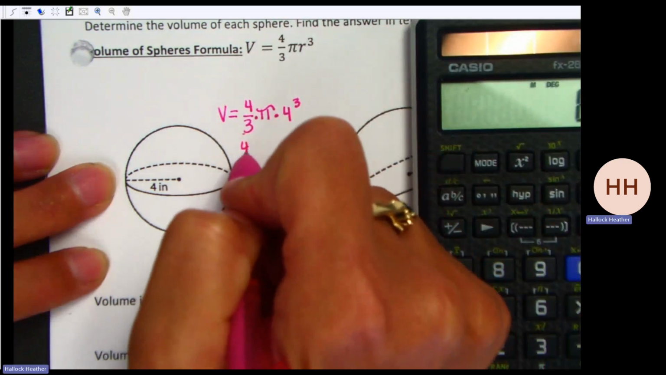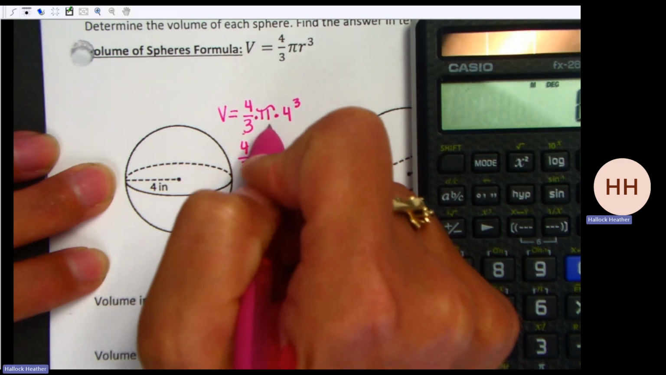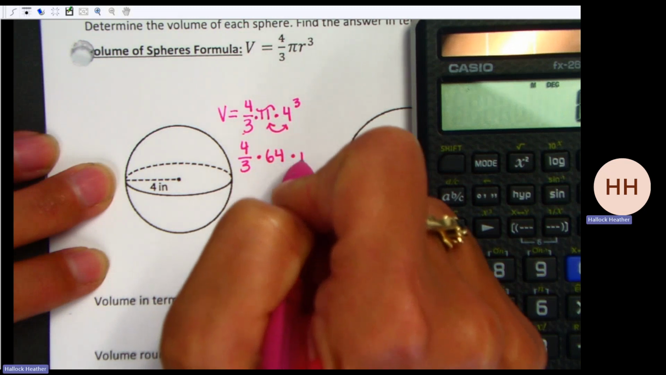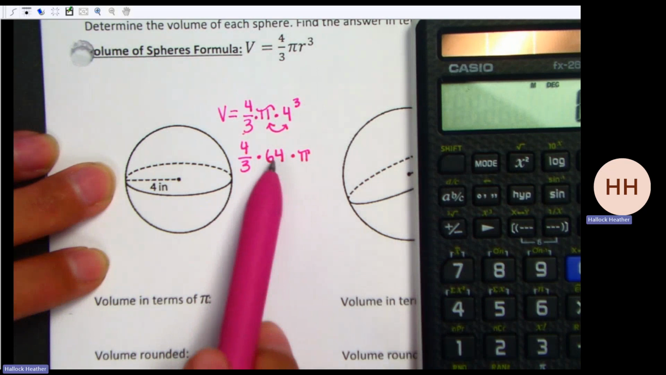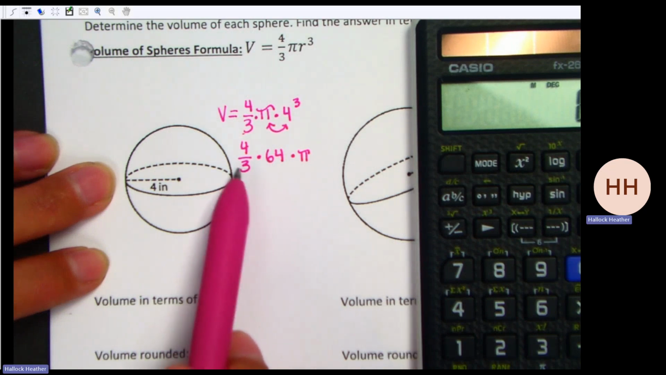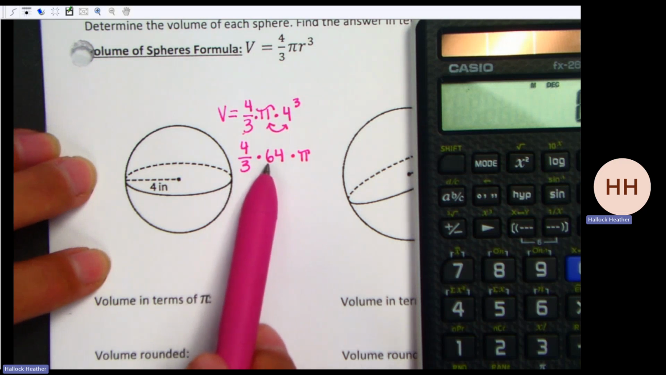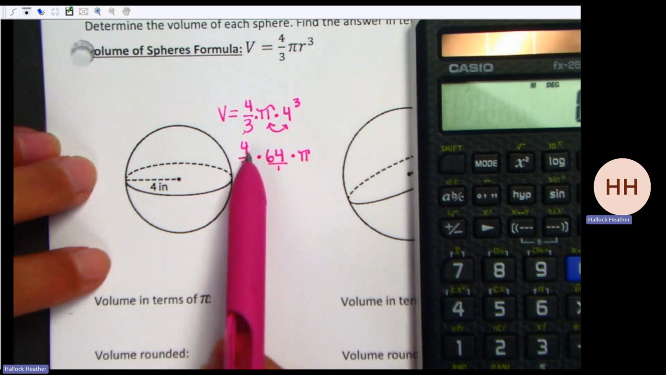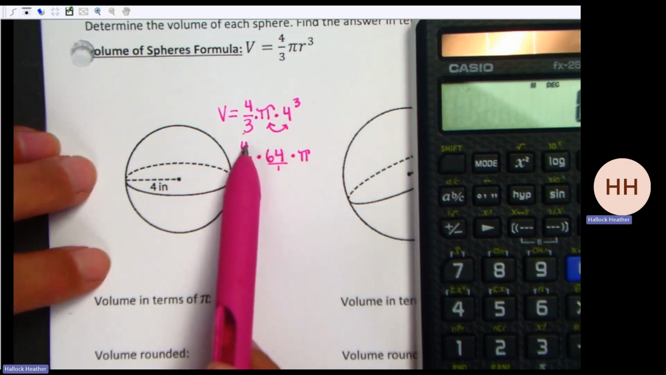I have 4/3 times, and I'm going to switch these placements, 64 times pi. I'm going to put pi in the back. Now I'm going to take 64 and multiply by 4/3. You could do this one of two ways. You can make 64 into a fraction over 1 and think about you're multiplying straight across and then you're multiplying straight across. So what is 4 times 64 going to bring you down?